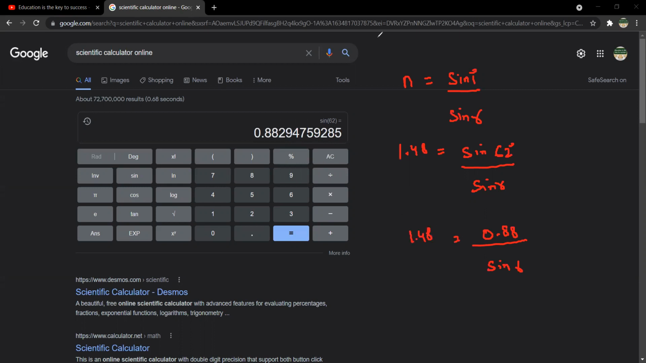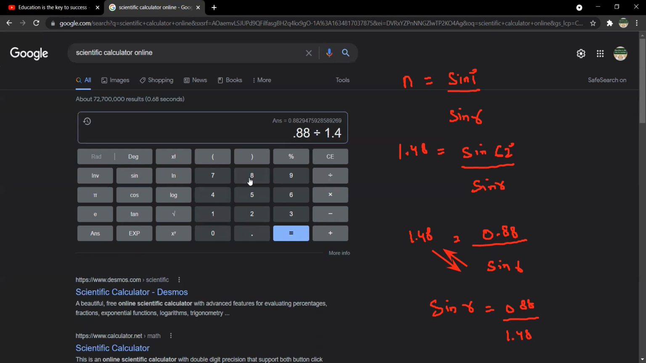We need sine R, so we cross multiply. Sine R will move to the numerator and 1.48 will come down to the denominator. So sine R will be equal to 0.88 divided by 1.48. That will give 0.59. So the value of sine R is equal to 0.59.